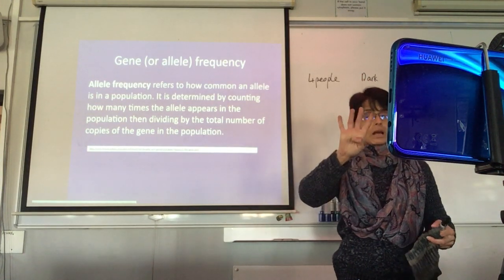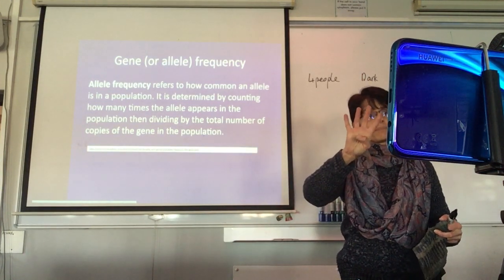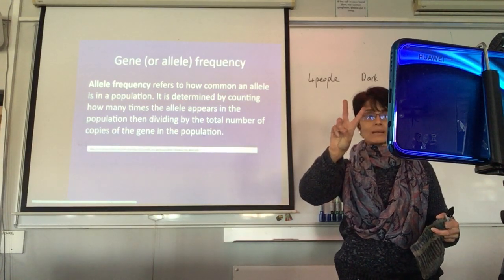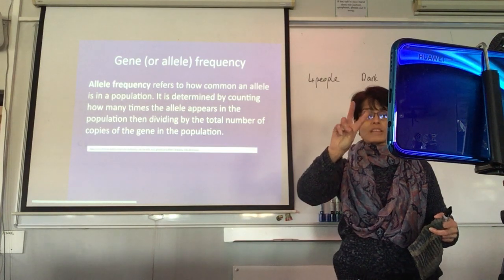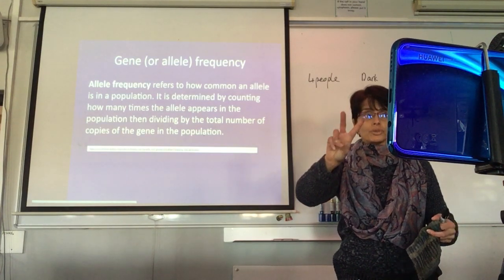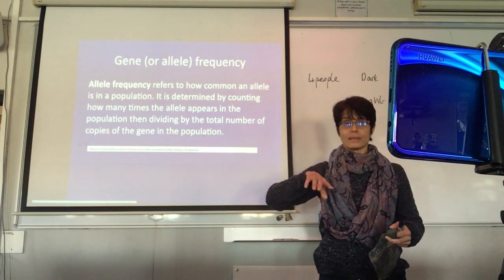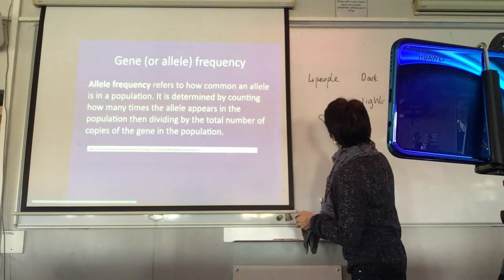There's 4 people in class today. How many alleles are there? Because we each inherit 2 copies of the gene, one from mom, one from dad. So we've each got how many alleles? 2. So how many alleles for eye color are there if there are 4 people in this lab today? There's 8. All right, so there's a total of 8.